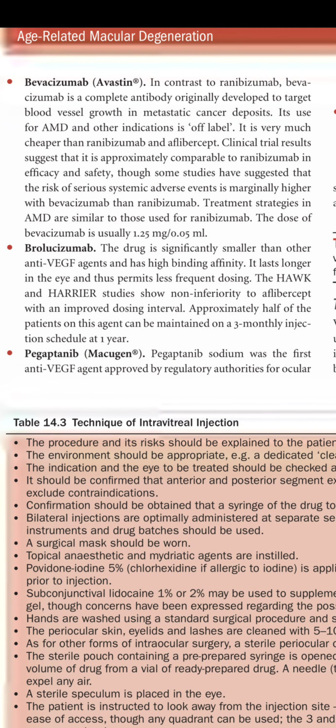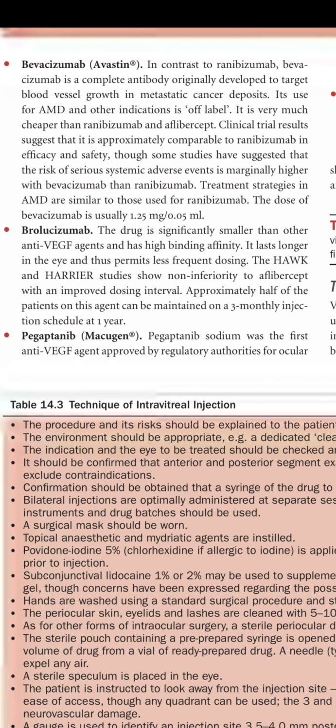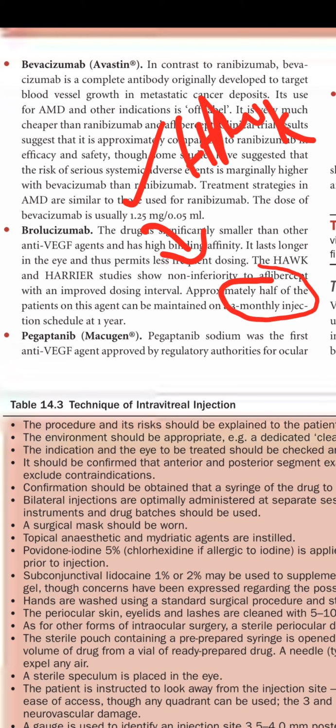Then there is a newer drug known as brolucizumab. The drug is significantly smaller than other anti-VEGF agents and has high binding affinity. It lasts longer in the eye and thus permits less frequent doses. The HAWK and HARRIER studies show non-inferiority to aflibercept with an improved dosing interval. Approximately half of the patients on this agent can be maintained on a 3-monthly injection schedule at 1 year. So it is given after the initial 3 months.